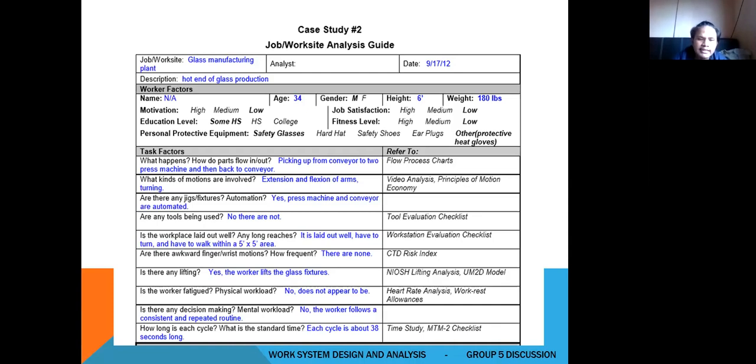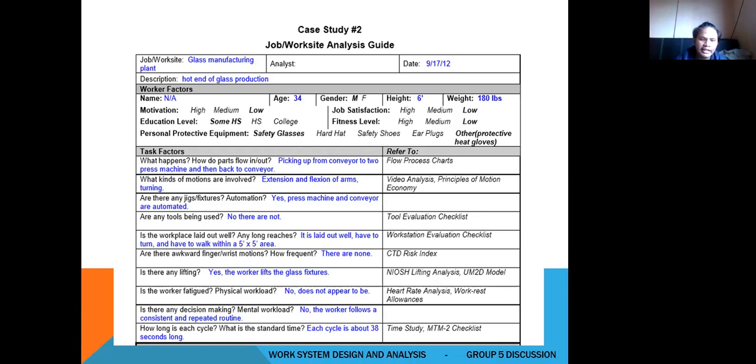Is the workplace laid out well? Animal reach is laid out well, they have to turn and have to walk within a 5-inch area. Are there awkward finger or wrist motions? How frequent? There are none. So this means the motion didn't make the employee uncomfortable.